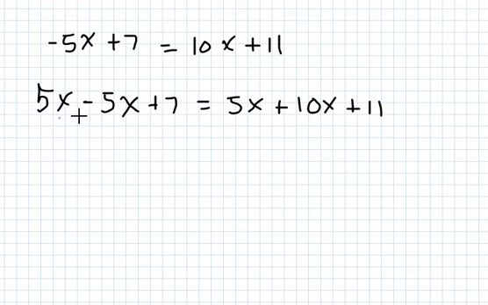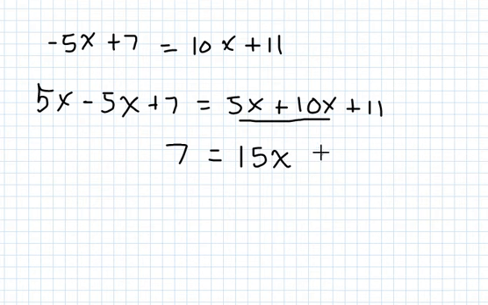Okay, so now we have negative 5x, or we have a positive 5x minus 5x, so that's going to make that go away. So I'm left with 7 is equal to, I'm going to collect my like terms here, so that becomes a 15x, and then we have the plus 11. So now I'm going to subtract 11 from both sides. I've got to get this 11 over to this side.